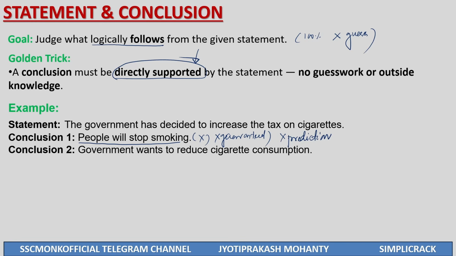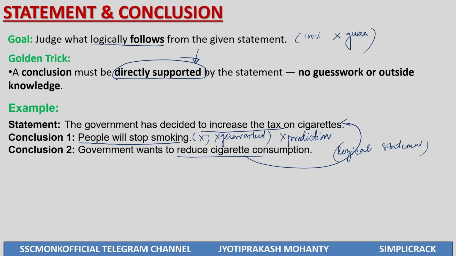It is a prediction. But second conclusion, government wants to reduce cigarette consumption. See, why is government increasing tax? Because it wants to reduce cigarette consumption. This is a logical statement. And this is not very extreme. The first one was very extreme, but this is not extreme. This is very logical. This is purely derived from the statement, and the statement is supporting the conclusion.